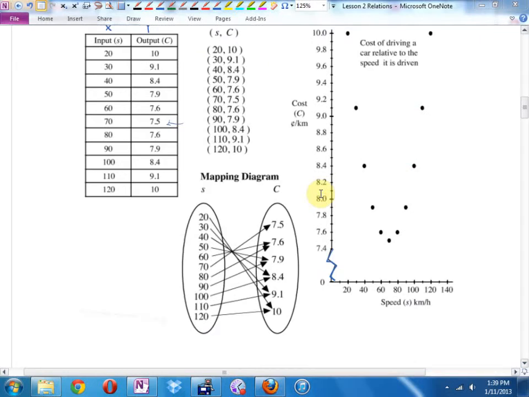Here's a mapping diagram. What does a mapping diagram look like? Ashley, you list all of your independent variables in a great big oval. You list all of your dependent variables in another oval, and then you just draw arrows connecting which ones go together. I don't like them that much. They're useful in some ways, but they're very cluttered.